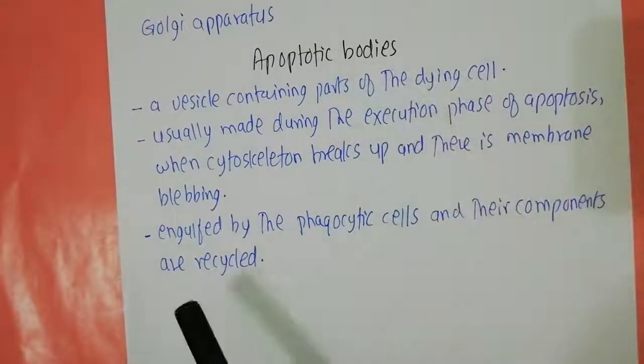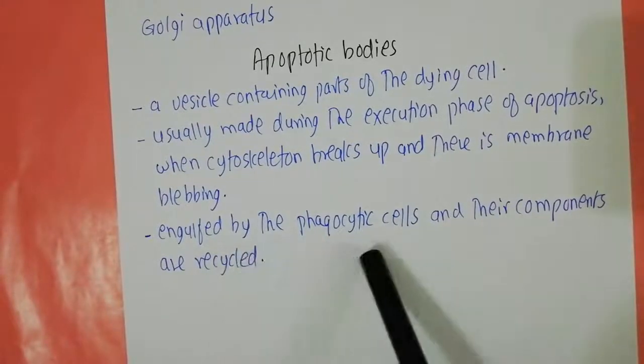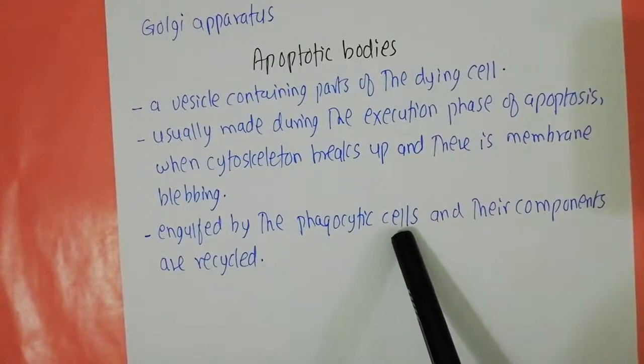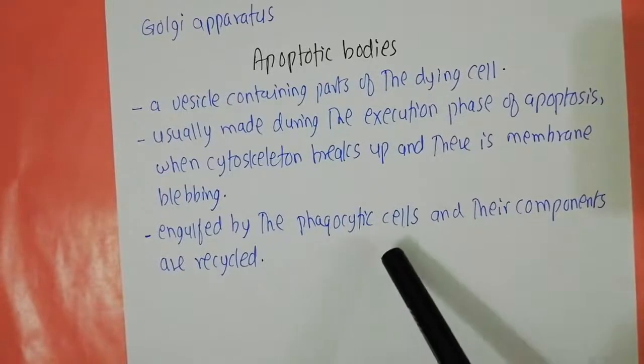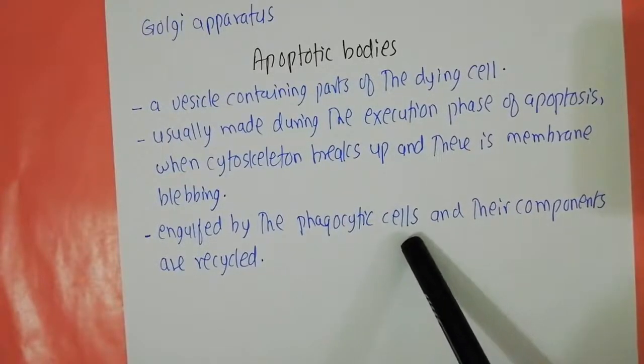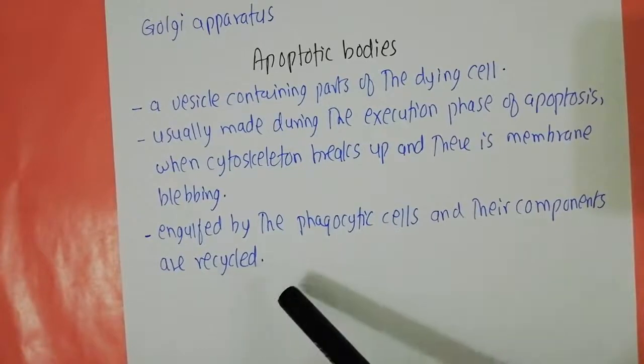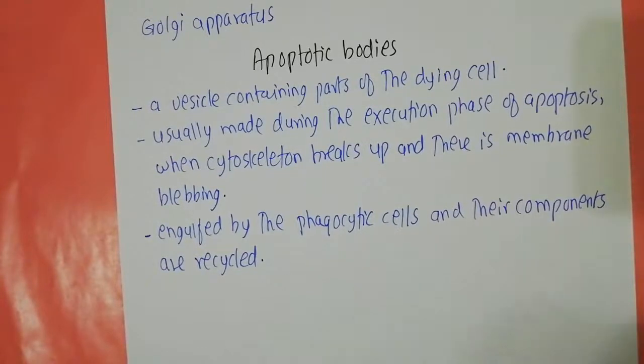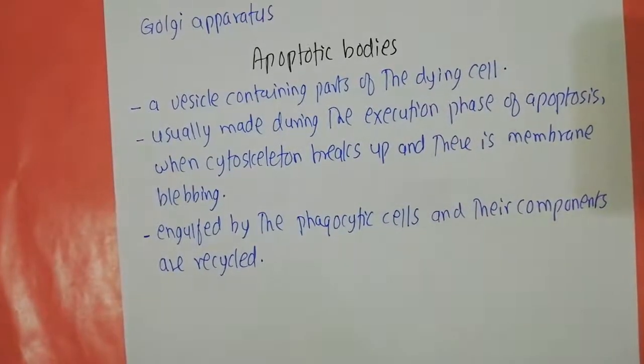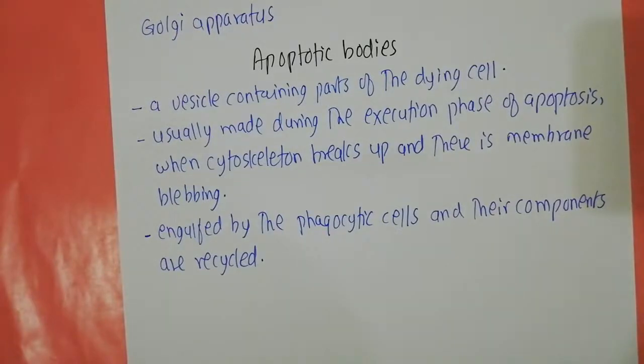Now, these apoptotic bodies are engulfed by the phagocytic cells, and when these apoptotic bodies are engulfed by the phagocytic cells, their components are recycled and can be used for the synthesis or formation of new cells. We will continue the extrinsic apoptosis in the next video.